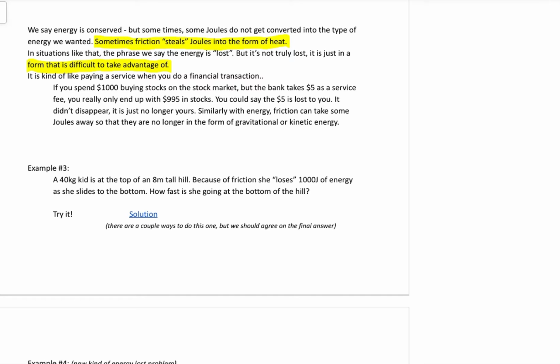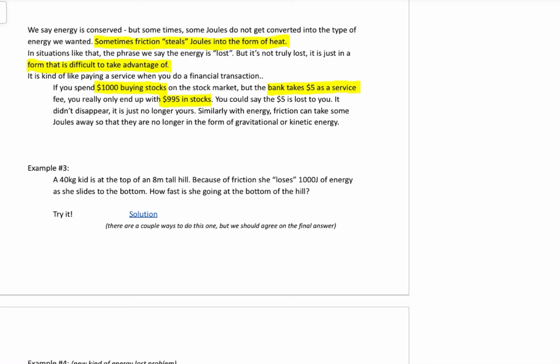As an analogy, let's say you're given $1,000 to use on the stock market. Maybe you got one of those Questrade accounts, and every time you make a transaction, that service takes a $5 fee away from you. If you started with 1,000 and the service takes a $5 fee away from you, really you only end up converting $995 of your original 1,000 into the form that you wanted, into stocks. The $5, in a way, is lost to you. You can't have it back. That's kind of what friction does.